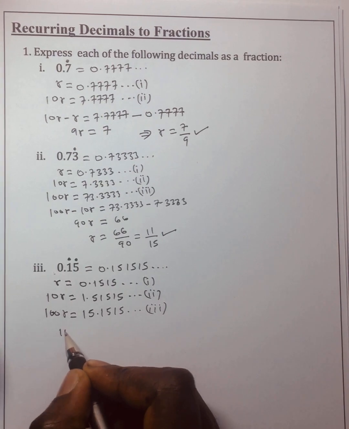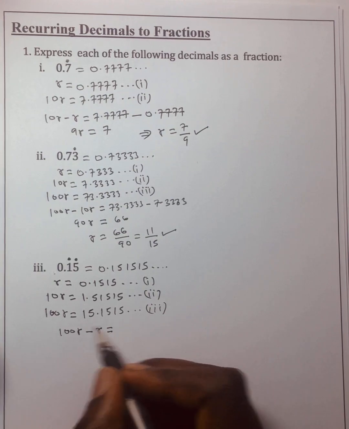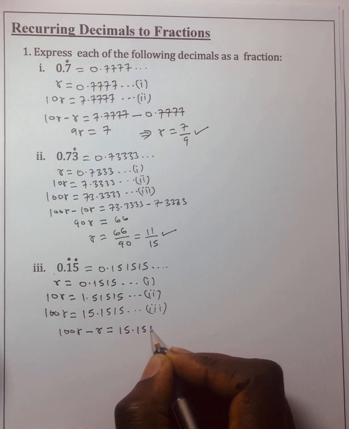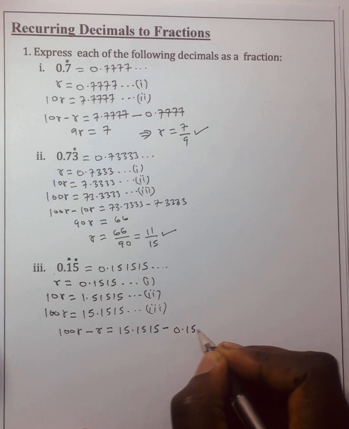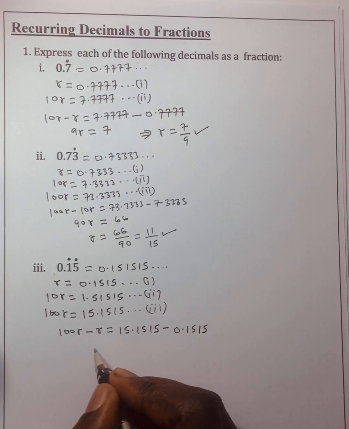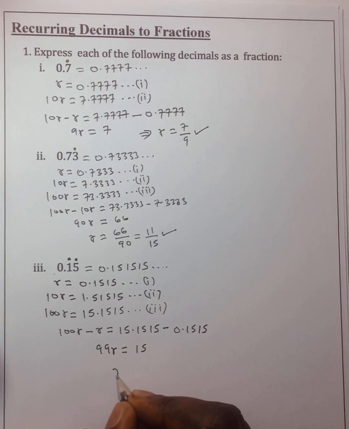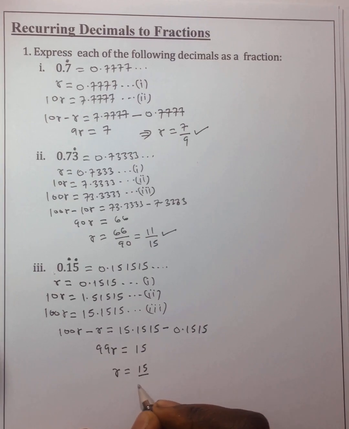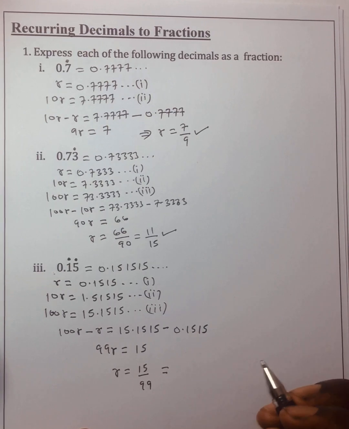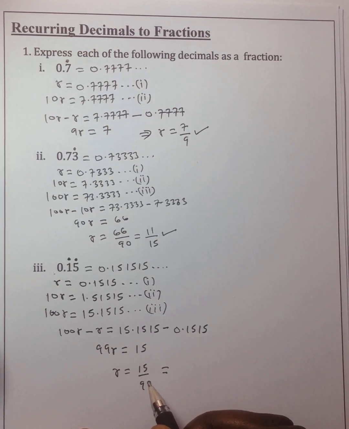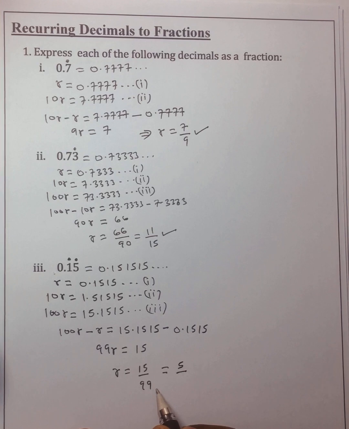So you're going to have 100r minus r is equal to 15.1515 minus r there, which is 0.1515. So here we're going to have 99r, which is equal to 15. So it means r will be 15 over 99. If you simplify that, you are going to get 5 over 33.